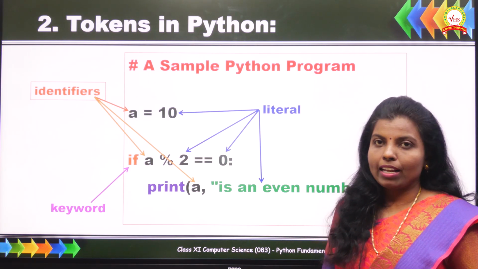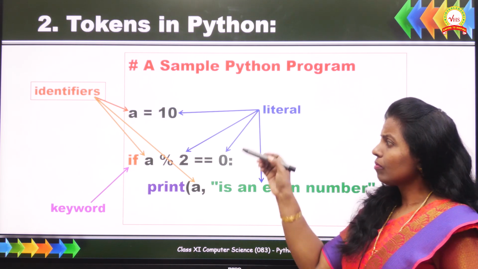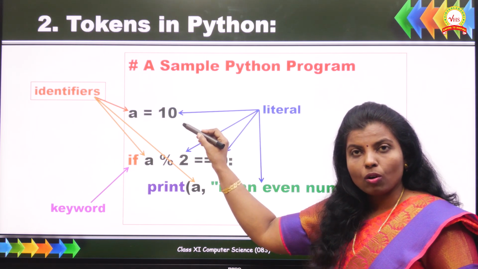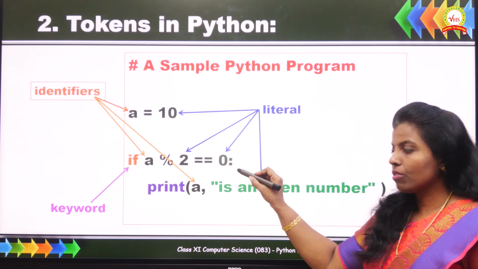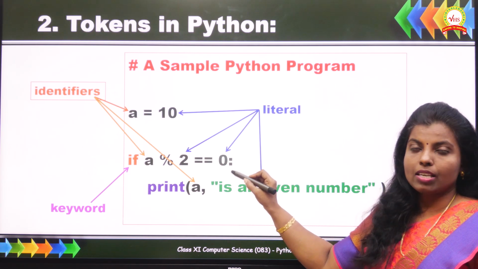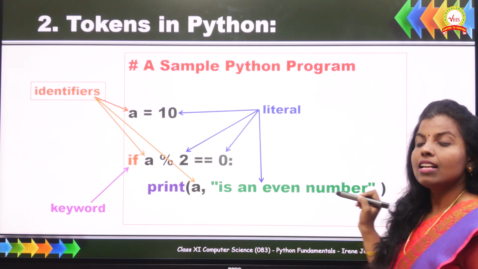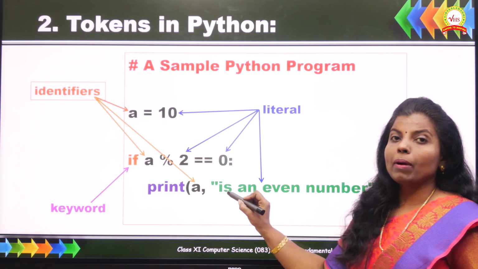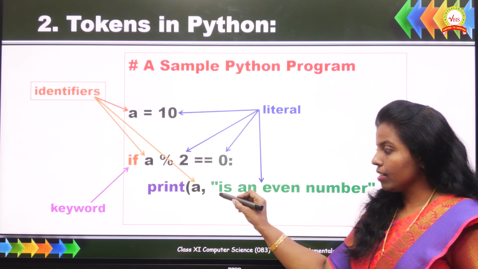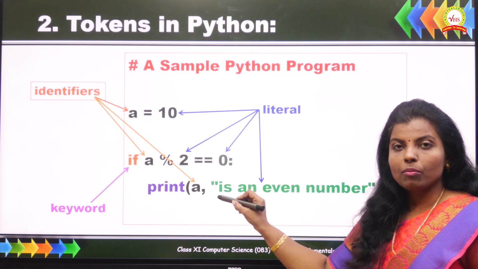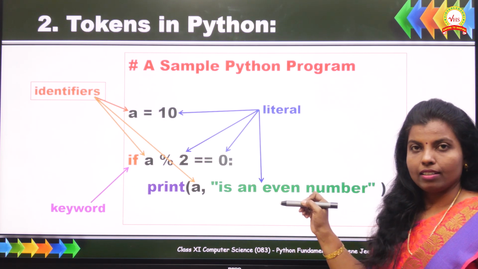Literals are values, right? They never change their value during the program run. So we have a numeric literal 10, a numeric literal 2, and a numeric literal 0. And also we have a string literal. Anything surrounded by quotes is referred to as a string literal, whether it is surrounded by single quote, double quote or triple quote.